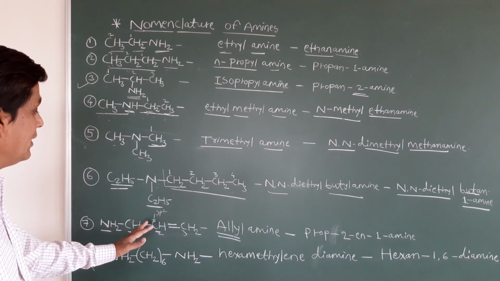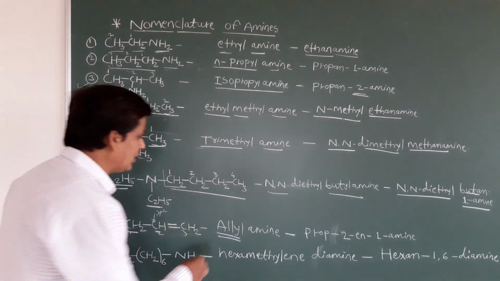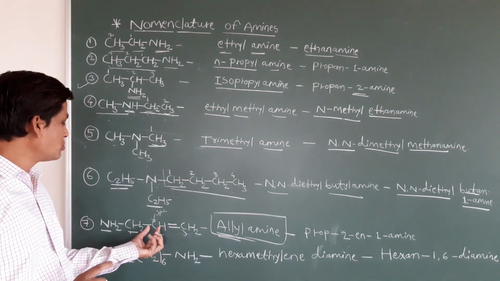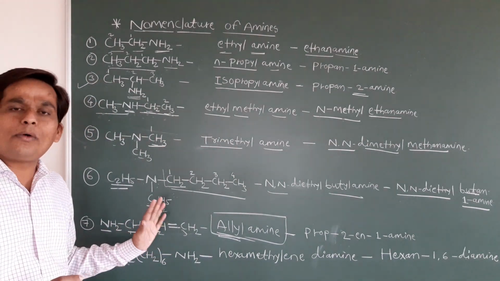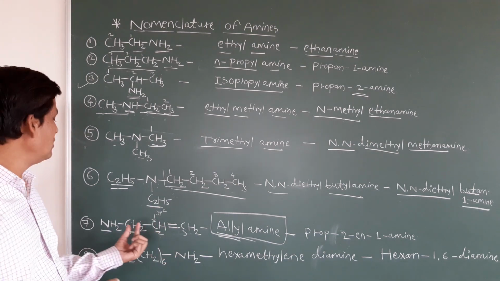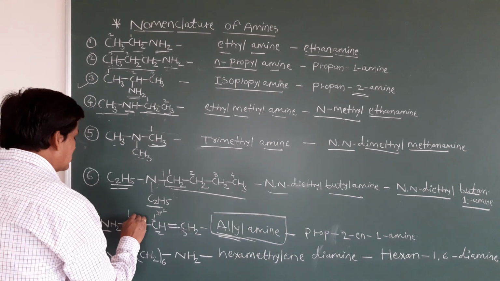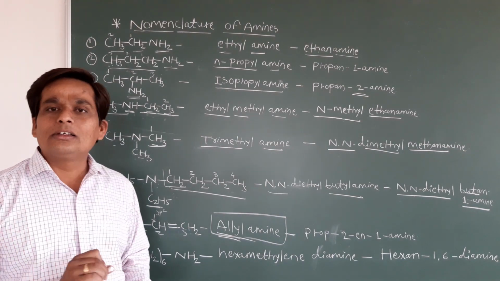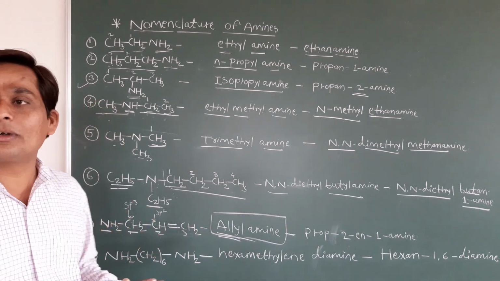So this is an allyl group, that's why we can give the common name allyl amine. Now clear, this is an allylic group, next to the carbon-carbon double bond. Any functional group attached next to the carbon-carbon double bond on the sp3 hybridized carbon. This is the sp3 hybridized carbon, remember. Allylic group means any group which is attached next to the carbon-carbon double bond.